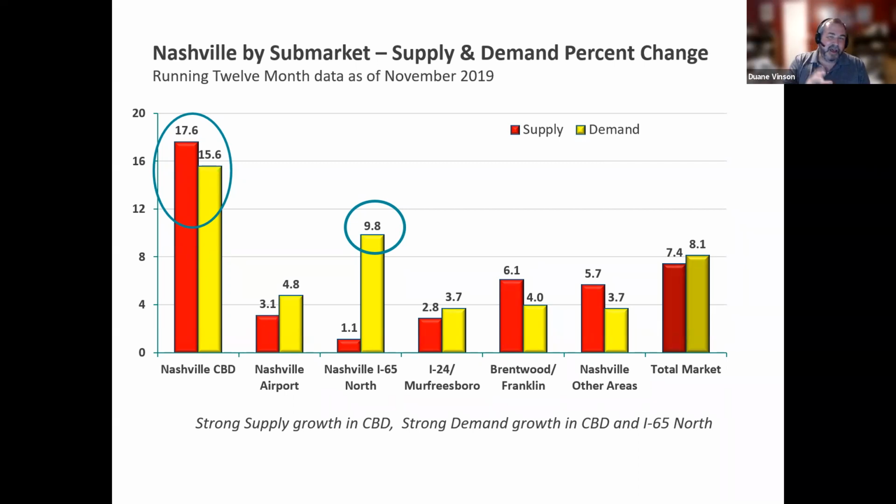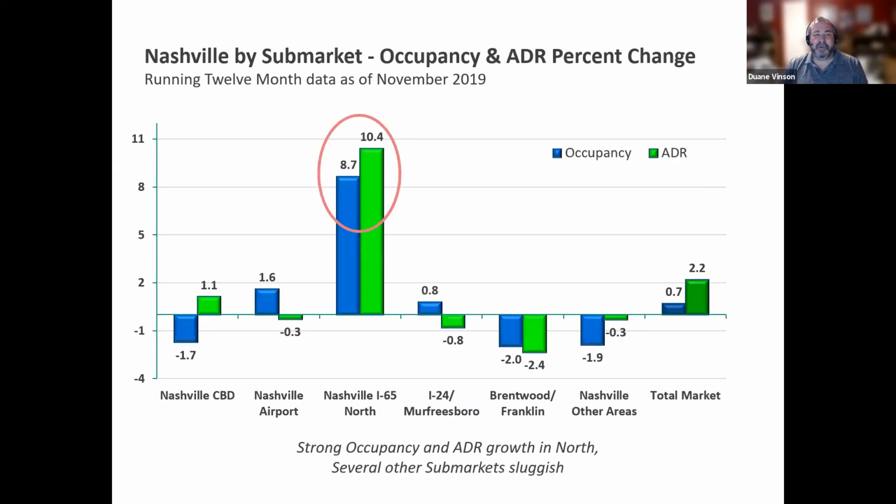So let's be sure and talk about what's happening in the Nashville Central Business District. What's driving this supply and demand growth that we're seeing there? Let's talk about the submarket of Nashville I-65 North. We're not seeing a lot of supply growth there, but we're seeing a significant increase, nearly a 10% increase in demand. What's causing that, right? That's important, the story behind the numbers.